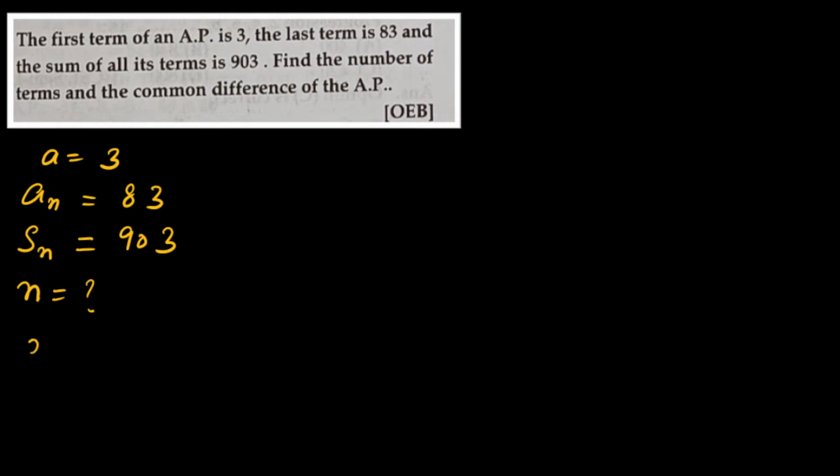First term of the AP is 3, a is equal to 3, and the last term you can write as l, or you can write as an. First term is 3, last term is 83, and the sum of all its terms, because we don't know how many terms there are, so Sn, the sum of all its terms, is equal to 903. Find the number of terms and the common difference. So n we have to find, and also we have to find the common difference. So two unknown things are there.